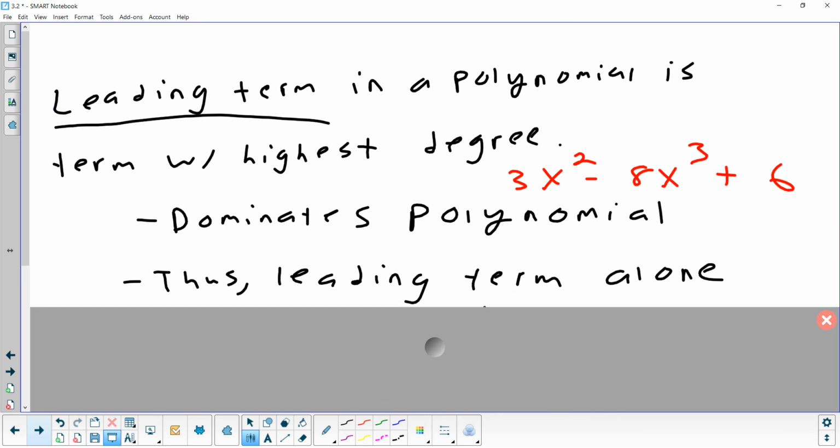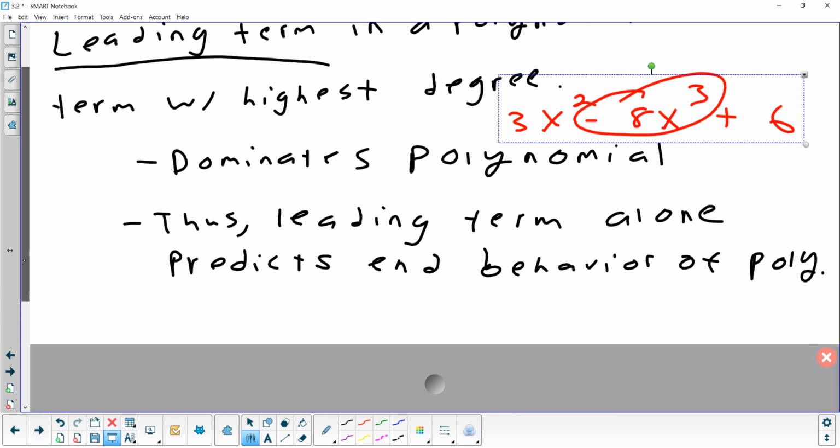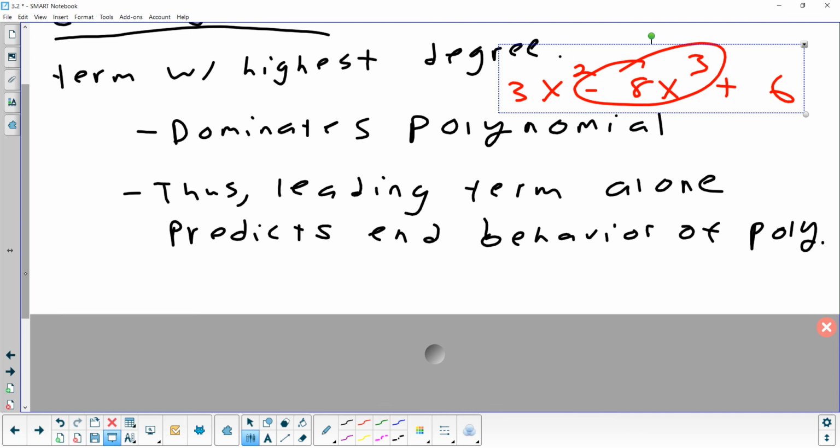So that leading term, the highest degree term, basically controls what the polynomial is going to look like. None of the other terms make a difference in terms of the end behavior. Now, if you're solving for roots or finding where it crosses another graph, then yeah, everything's important. But if all you care about is the end behavior, it's just the term with the highest exponent that you need to worry about. That term alone predicts the end behavior.